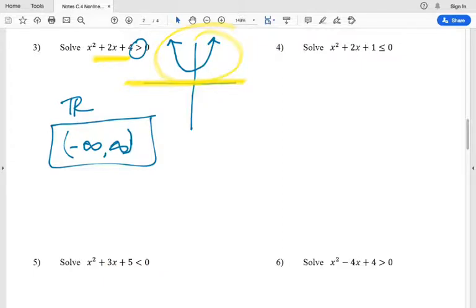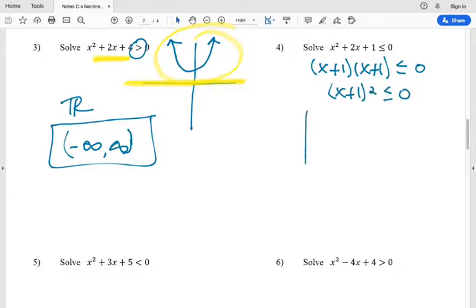All right, on number 4, if we were to factor this, it would factor to be x plus 1 times x plus 1, that's less than or equal to 0. You could also say it's x plus 1, the quantity squared, is less than or equal to 0. So if I were to factor this, you've only got one x-intercept. It's right here at -1. And because this has an exponent of 2, it's going to bounce at that location. I didn't draw that very well, sorry.